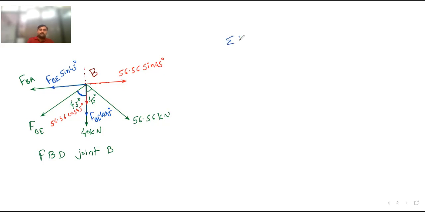So now apply summation Fx equal to 0 or Fy, whatever it may be, Fy equal to 0. Upward plus, downward minus. See this force, 56.56 cos 45, moving down, minus. Then FBE cos 45, again minus. Then this 40 kilonewton is also moving down, again minus. Is there any vertical force remaining? No, which is equal to 0.